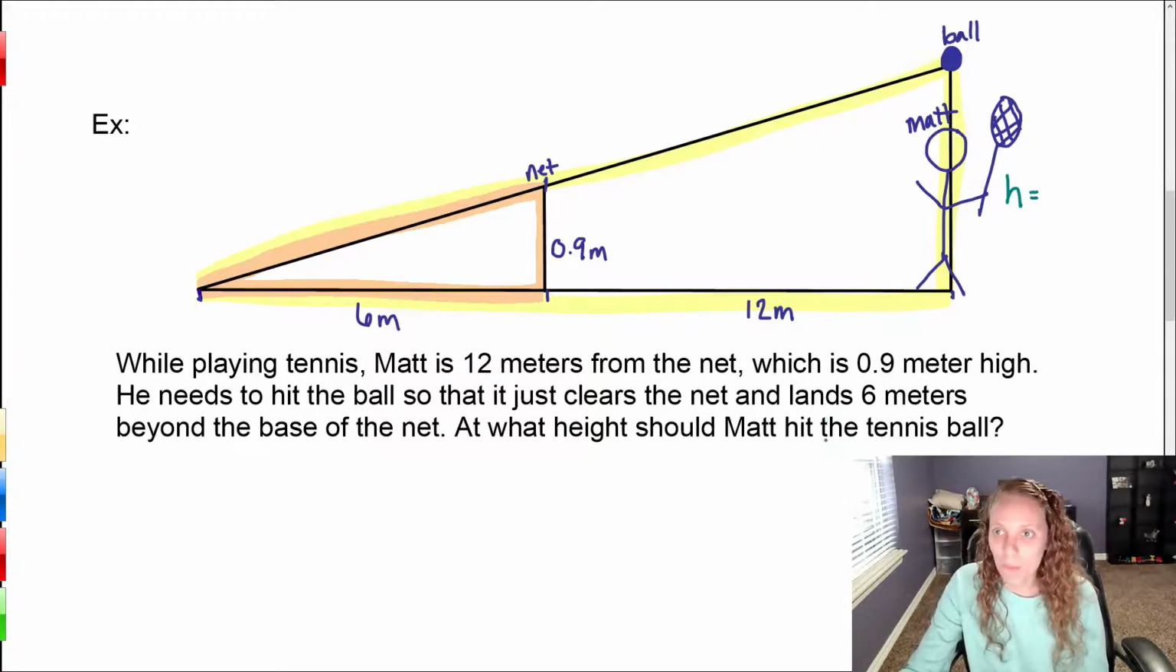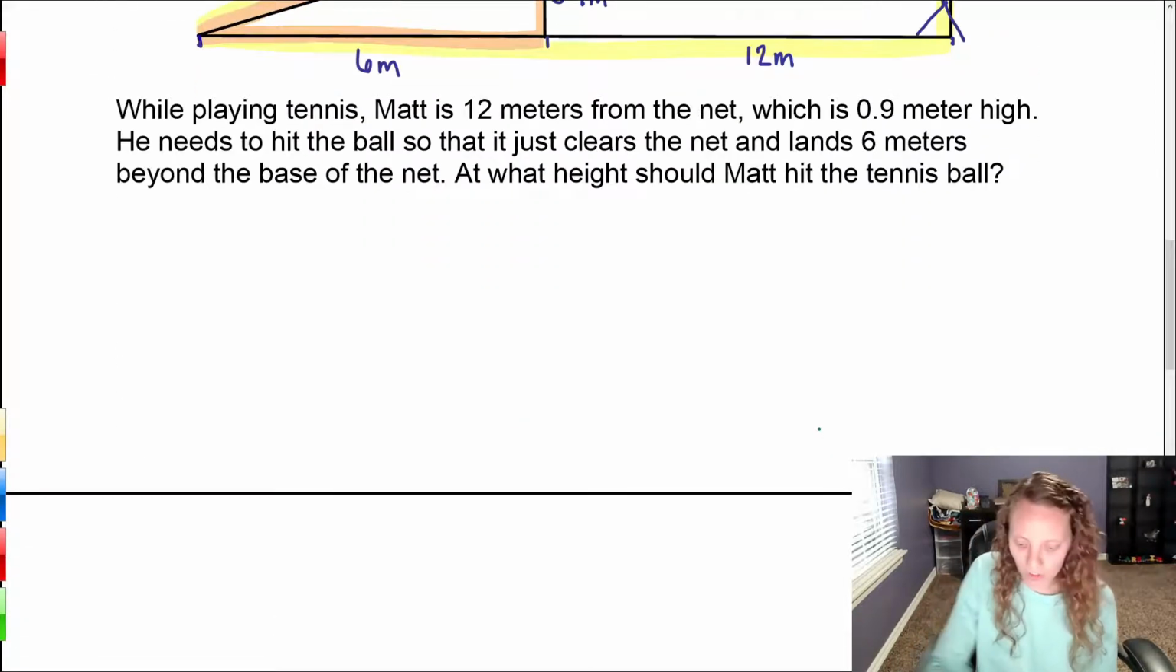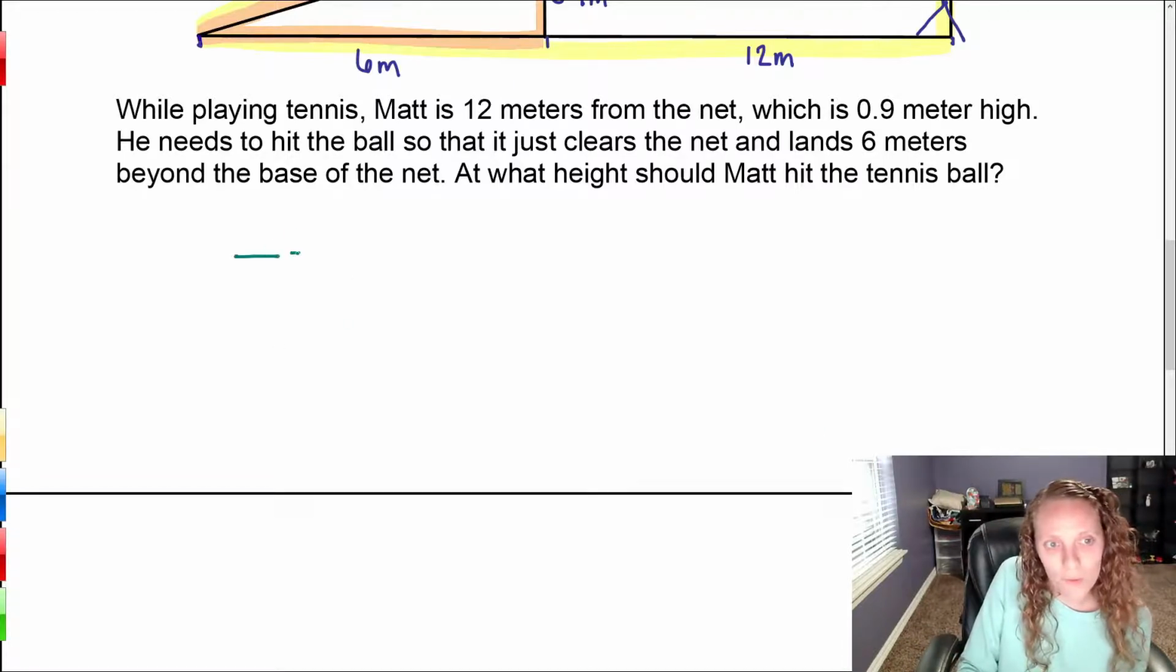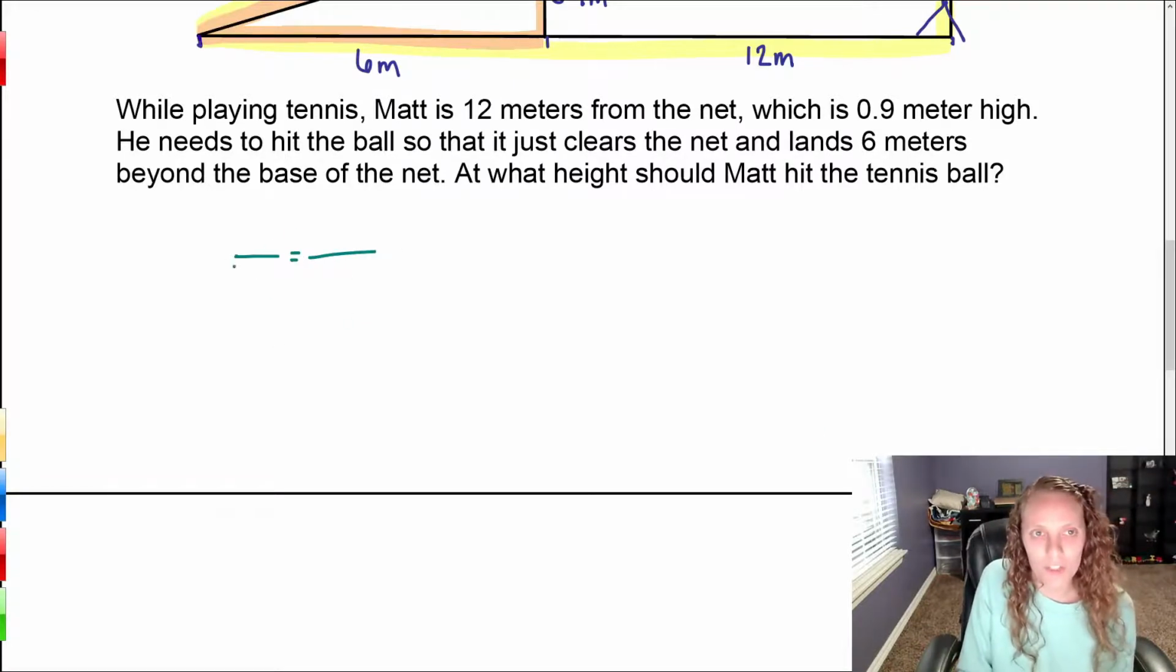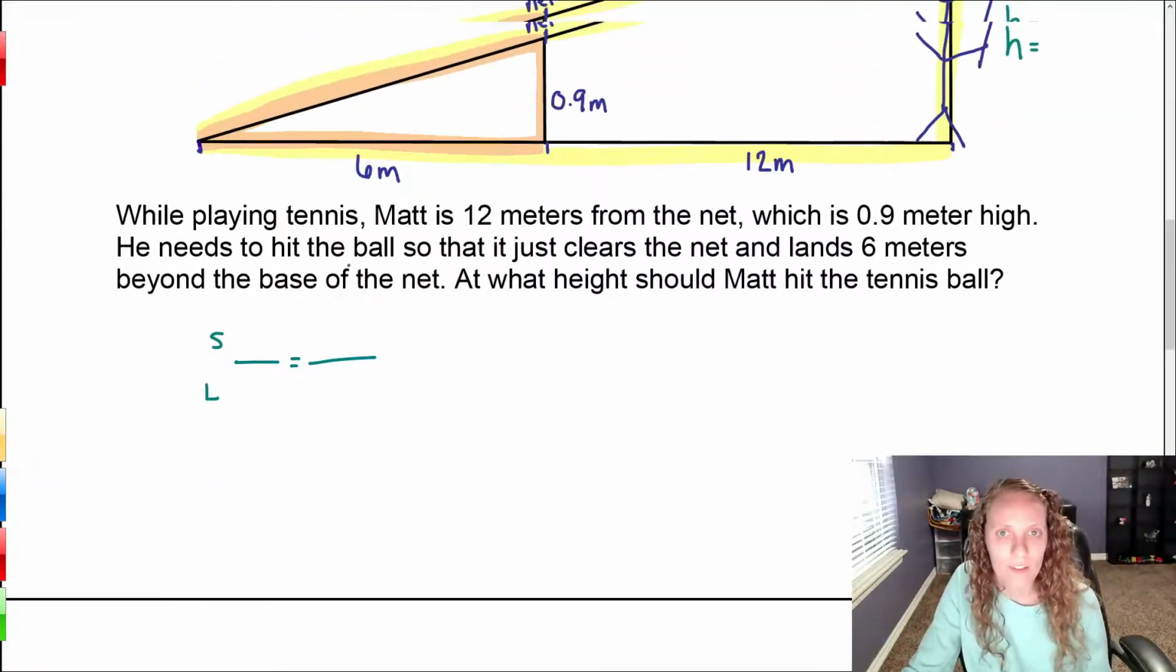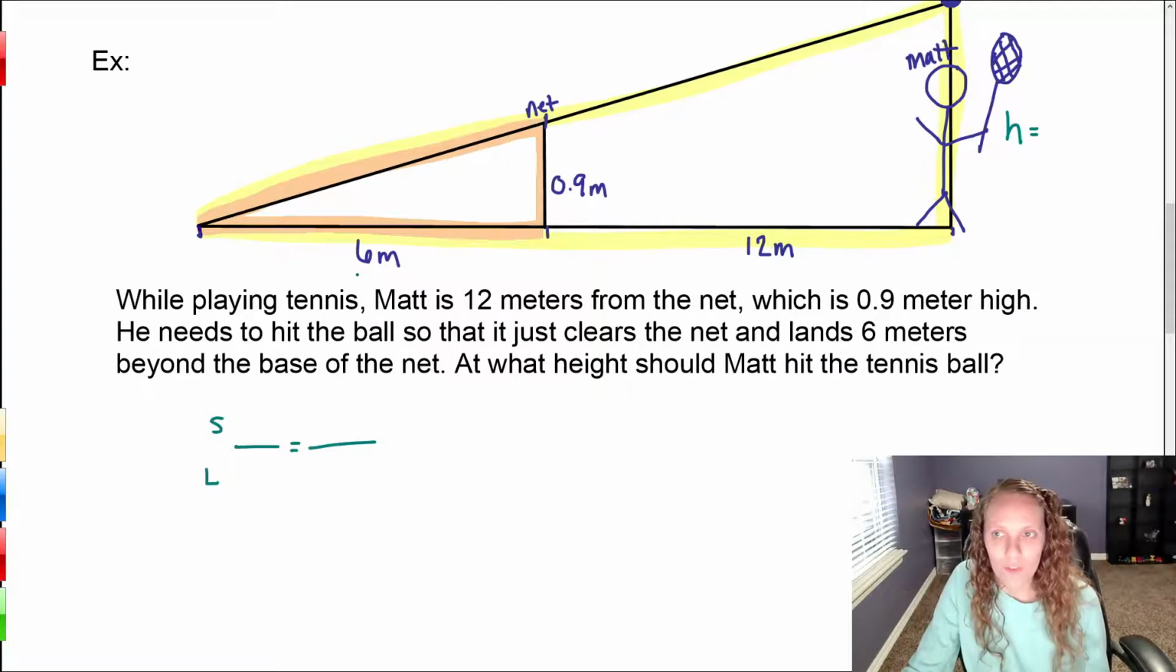So again, we're going to do a proportion since these are similar. Remember, a proportion is two fractions that are equal to each other. I usually like to put the smaller triangle numbers on top and the larger triangle numbers on bottom. Now for the smaller triangle, we have to use the 0.9 because it's the height of the net, and then because we're solving for how tall Matt is, we also need to use the 6 for the length across the bottom, because we are also given the longer length across the bottom for the larger triangle.